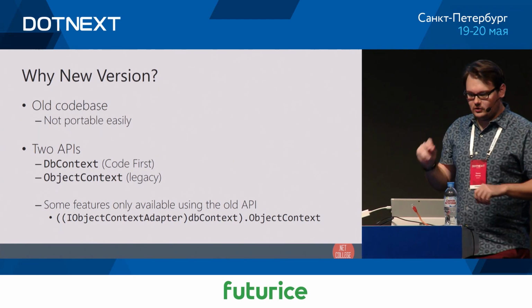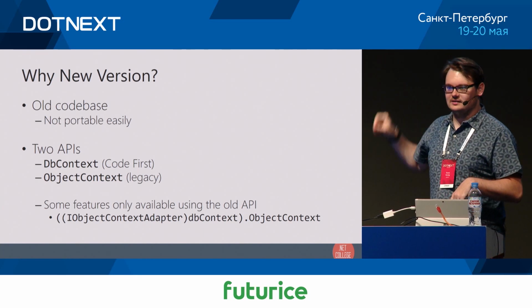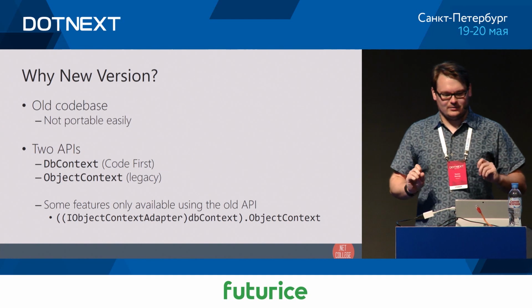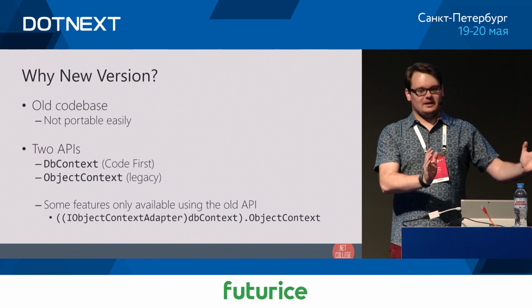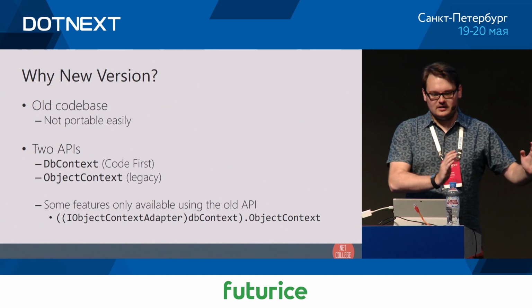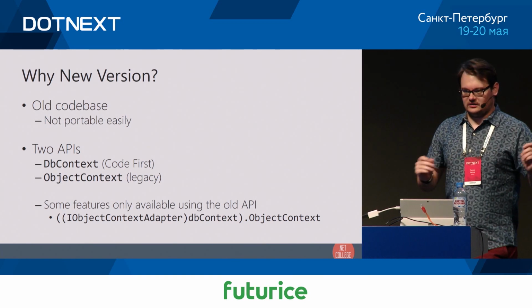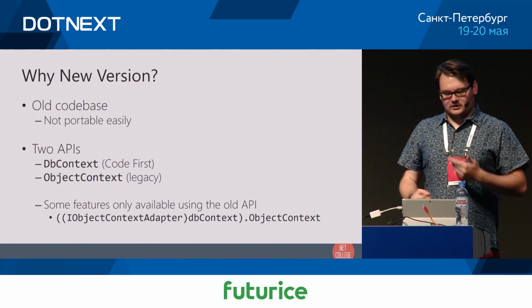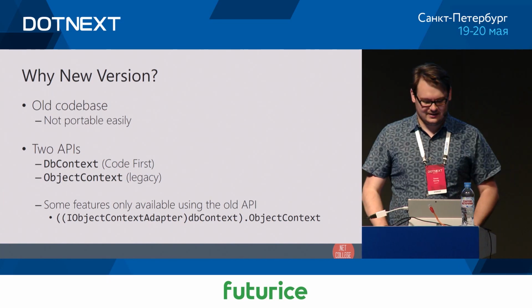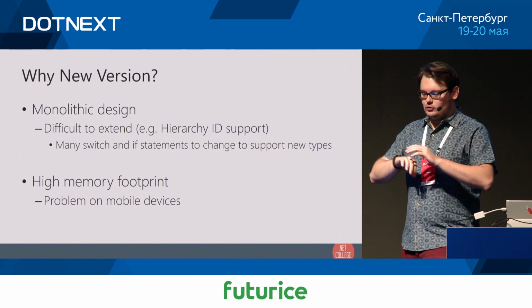And did somebody use the syntax from the last slide? Okay, one or two, three people, four. Okay, so that's the integration, because in the background there was still the old API, the ObjectContext, and this ObjectContext adapter interface could convert the DbContext to the ObjectContext to provide you with some functions which were not available in the DbContext. So this nasty piece of code is another sign that this library should maybe be rewritten or redesigned. Also, the problem of Entity Framework is that it's too monolithic.